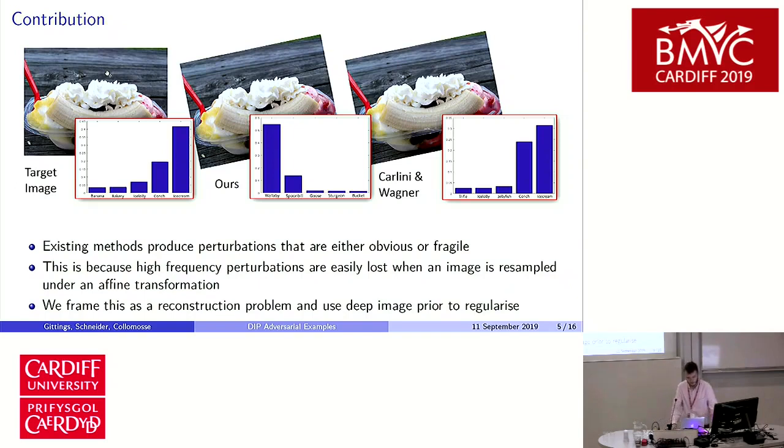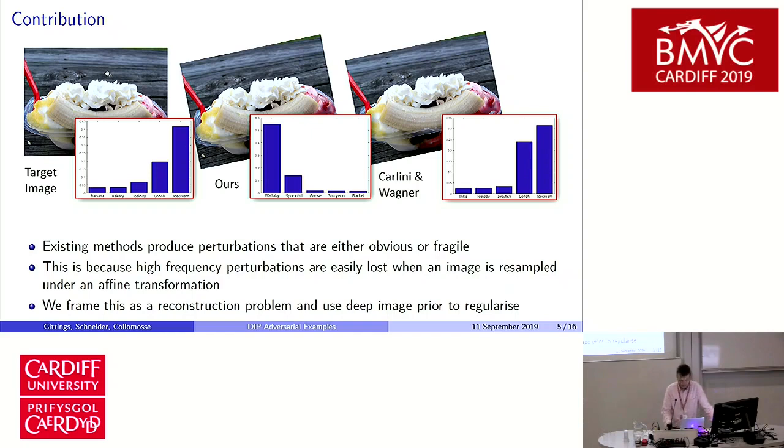So what is our contribution? Now, here you can see this Carlini and Wagner method. That's a similar method to FGSM, subtly different, but that image that was classified as a wallaby when it hadn't been rotated, but then we applied a small rotation to it, and then it became an ice cream again. So this is what we're trying to avoid with our method.